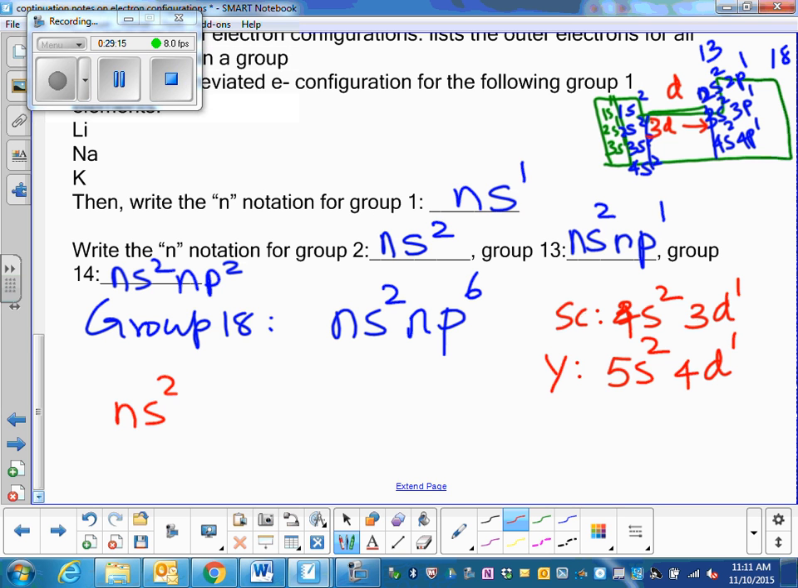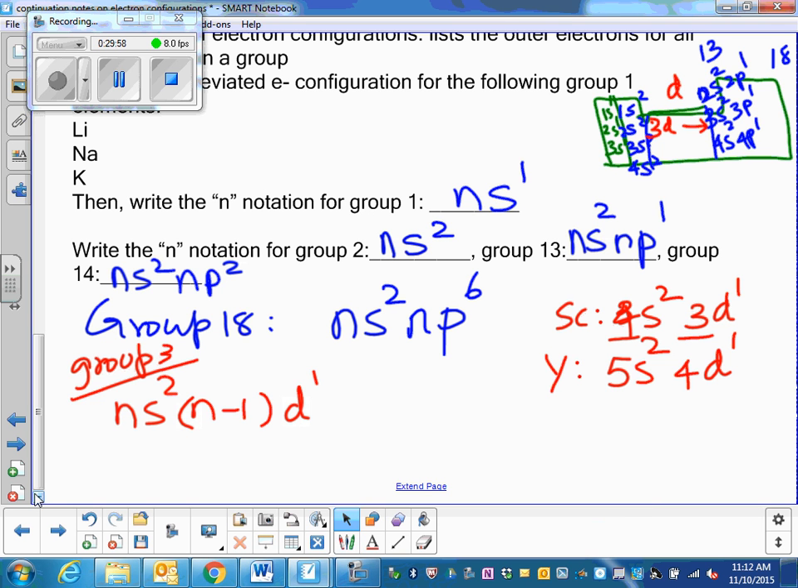ns2. Can you write nd? ns2 nd. Can you write it like that? Is it like this is 4 and this is 3? Is the n the same? So how will you write it? What letter will you write? n? Can I say it's (n minus 1)d1? Right? For group 3, can I say that's the general electron configuration? Yes or no? Do you understand it?